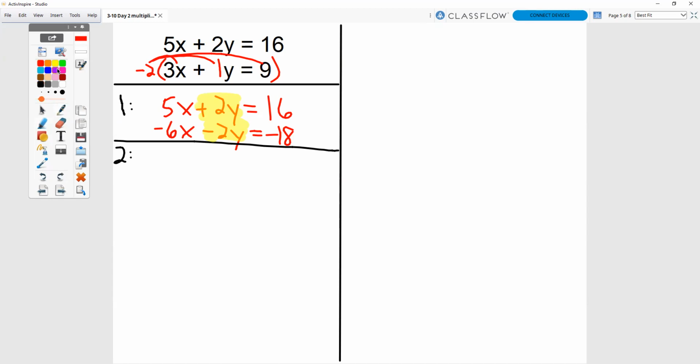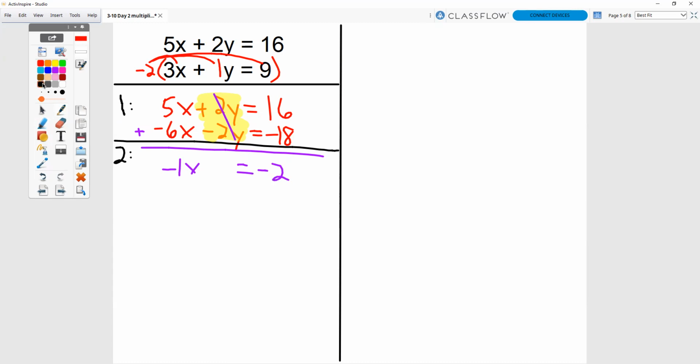Now, all that you have to do is add going down for step number 2, and those 2y and -2y will cancel out. 5x plus -6x is -1x. 16 plus -18 is -2.